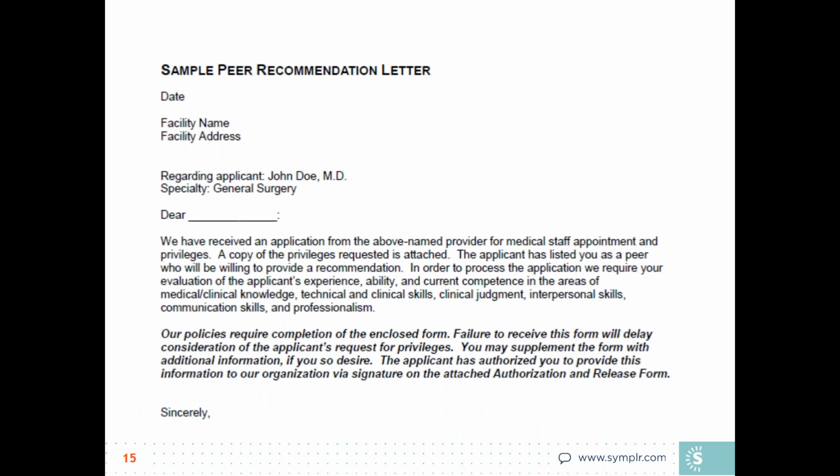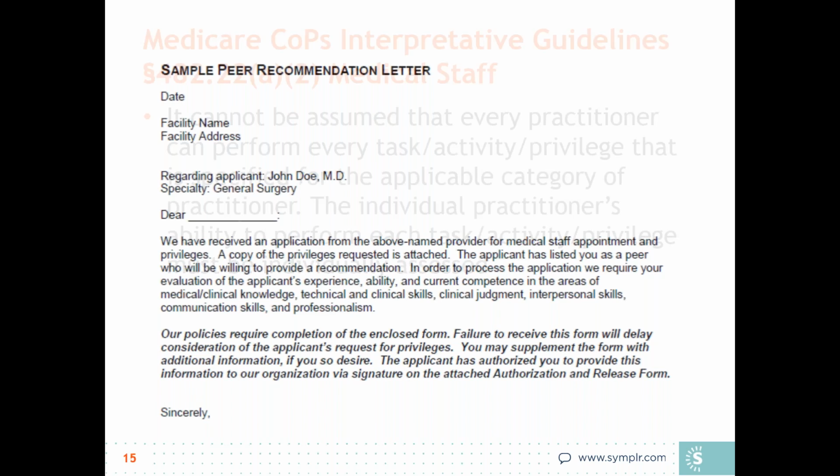Another letter that is included in here is this sample peer recommendation letter. And the reason that I wanted to bring this up is I've seen many of these, and they're usually very good. The one that you have in your documents meets the Joint Commission standards, including the requirements that they have for peer recommendations. But I wanted to just call your attention to the language that says our policies require that you complete this form. We don't want to have them give us a handwritten or a typed letter. We want them to answer our questions that we have on our form, because if they're not doing that, there may be a question that they're trying to avoid.